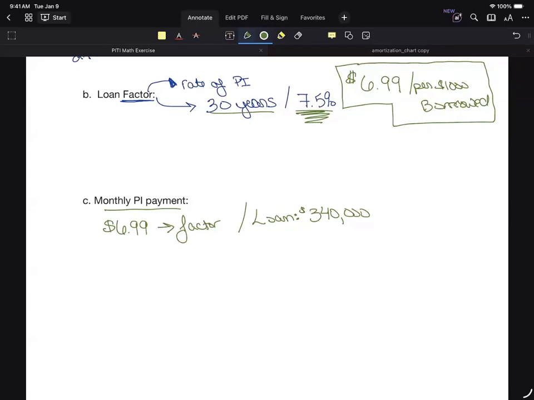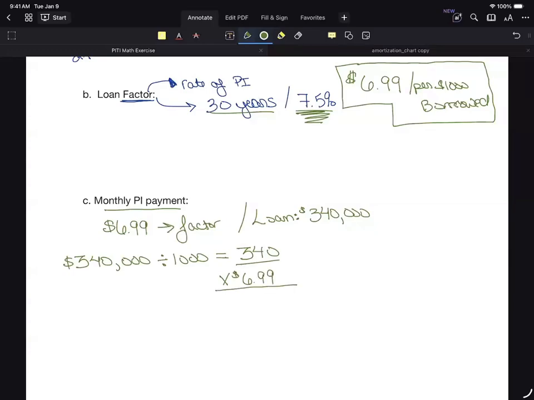And where did you get 340 from? You're not wrong. I just want to make sure. So from what you were saying with the loan factor, since it's per every 1,000 borrowed, the 340 was from the first part we did, the loan amount, because that's what she's borrowing. $340,000. Right. So perfect. So we're going to do 340 times 699.